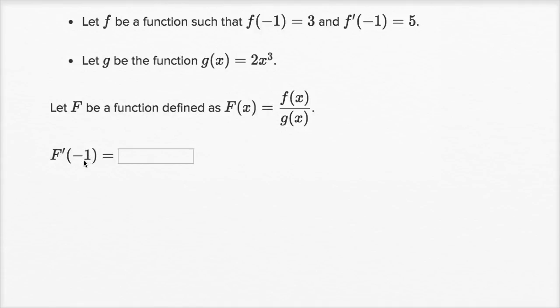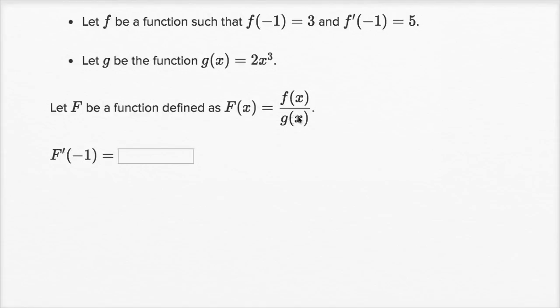So the way that we can do that is let's just take the derivative of capital F and then evaluate it at x equals negative 1. And the way they've set up capital F, this function definition, we can see that it is the quotient of two functions. So if we want to take its derivative, you might say, well, maybe the quotient rule is important here.